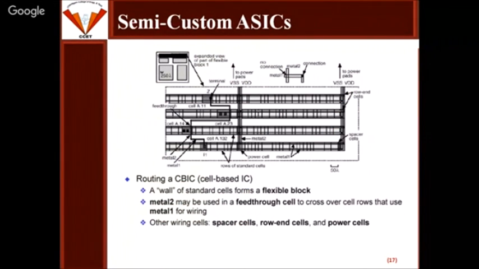So suppose we talk about the cell-based IC. Basically, we have a wall of standard cells forming flexible blocks. Then we will have the metal 1 layer, metal 2 layer, and so many layers depending upon the complexity of the device. Recent microprocessors may require 12 metal layers for the interconnection, while for memory devices, we may require a lesser number of layers.